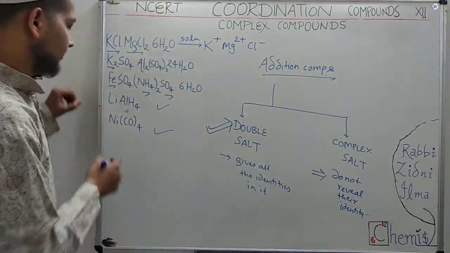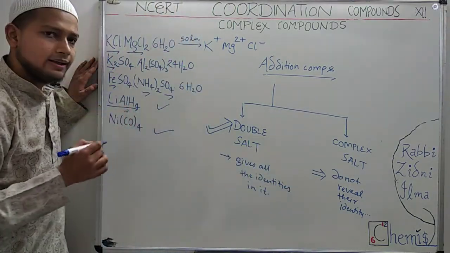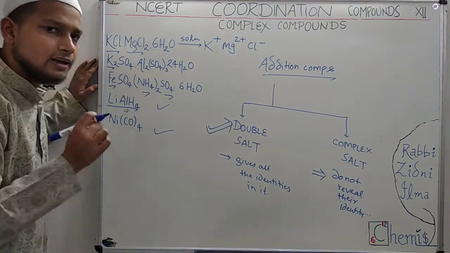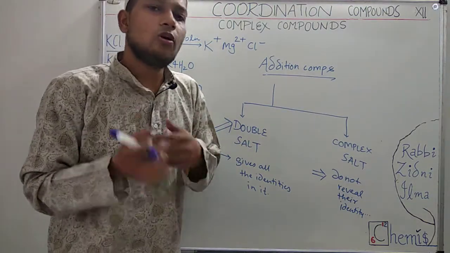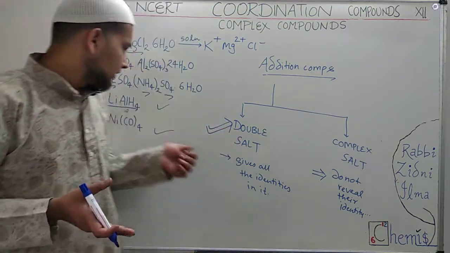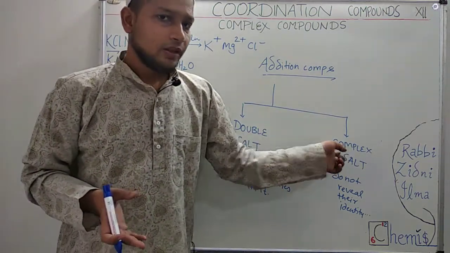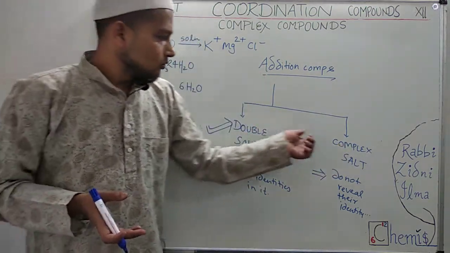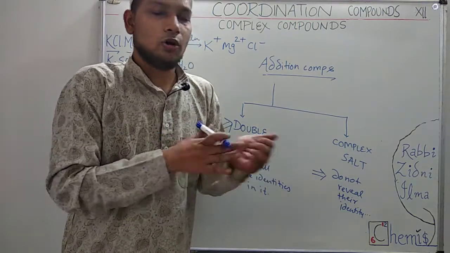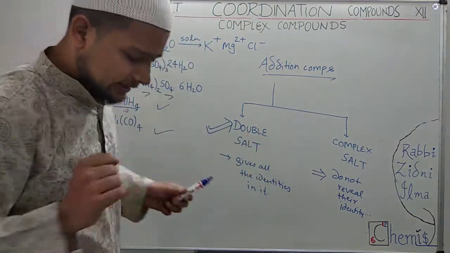Now let us consider lithium aluminum hydride. If you test for the hydride ion in it, it will give a negative test. It will not show hydride ion. So this is a complex salt. Now how to judge them? In order to judge them, you need to study them thoroughly. So we will begin with the basic terminology.